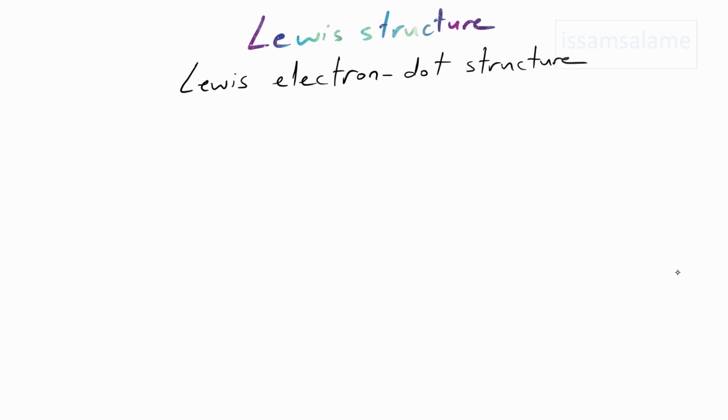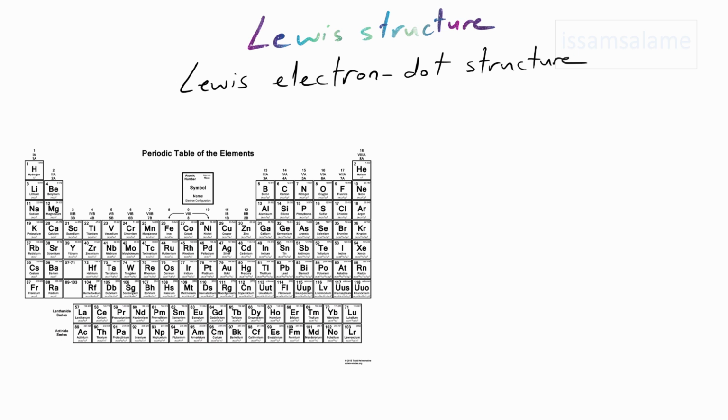Hi ladies and gentlemen, welcome back to my class. In this video we're going to talk about Lewis structure, or as we call it, Lewis electron-dot structure. To draw the Lewis structure for single atoms, it's very easy. Just draw the symbol for the atom, and around that symbol we have to draw the valence electrons as dots.